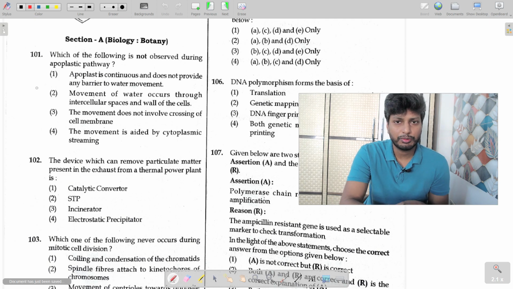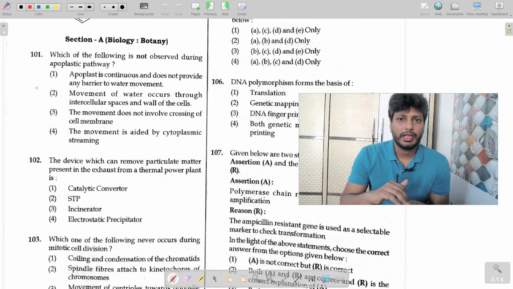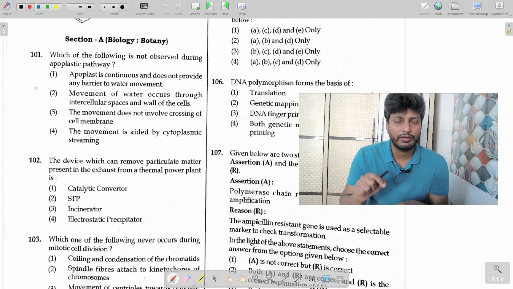So we all know that in the apoplast pathway, the water travels through the extracellular spaces, that is through the cell walls, and this is mainly because of the phenomenon called imbibition. What is imbibition? Imbibition is the attraction of liquid molecules towards solid molecules. Especially here, when we talk about the solid molecules, we are talking about the cellulose present in the cell wall of the plant cells.